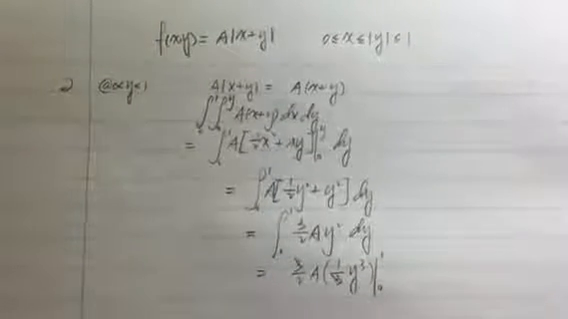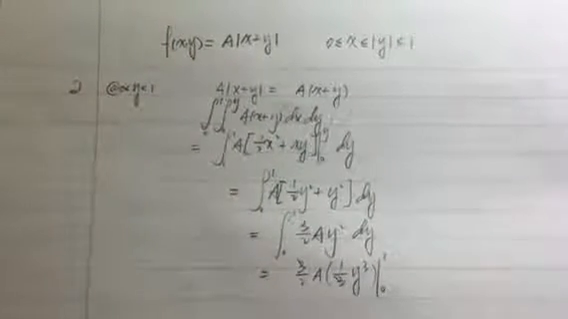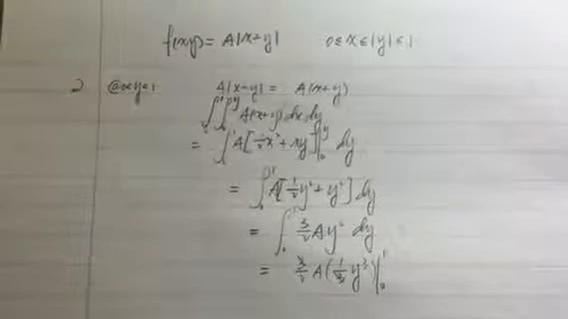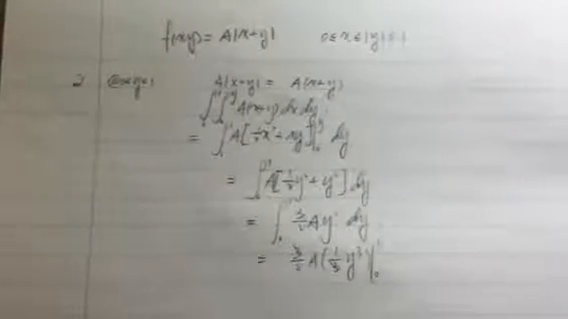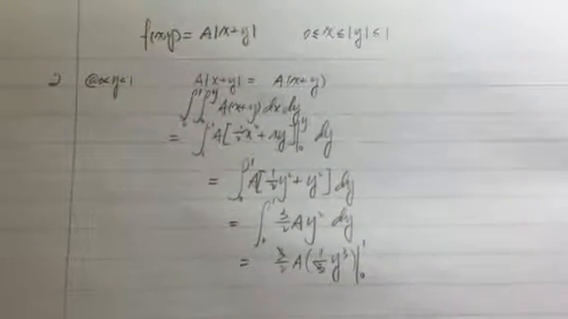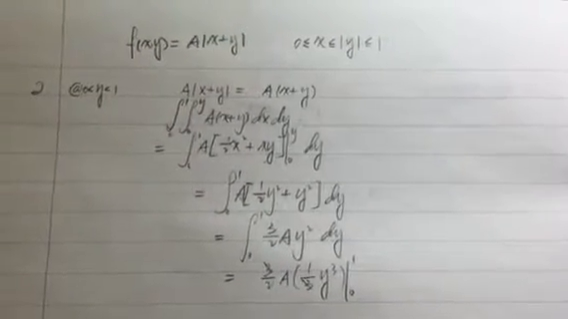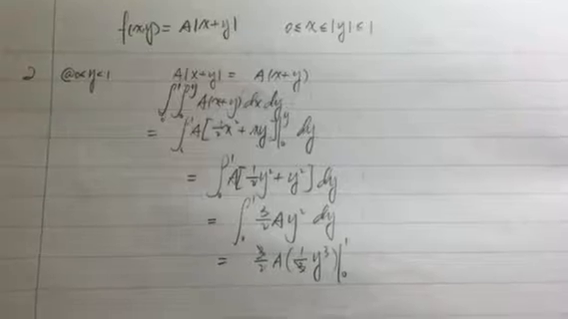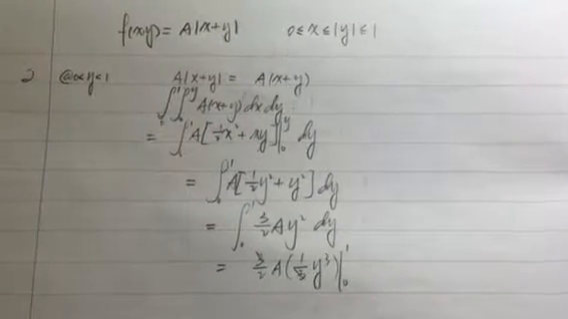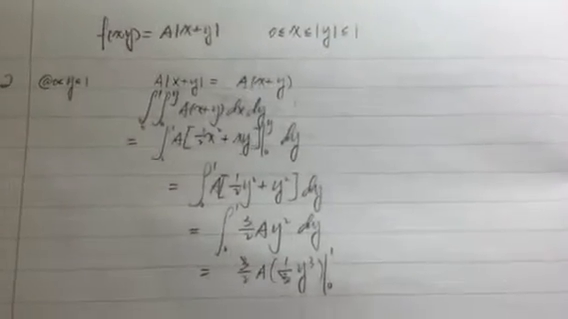Hi guys, this is HW8. I'm doing homework 8, question number 2. We're given that X and Y have joint density function f(x,y) equal to a times the absolute value of x plus y when the absolute value of x is smaller than y, but in between 0 and 1.